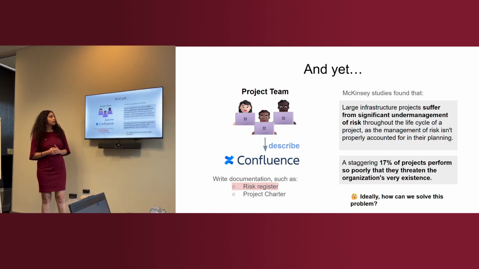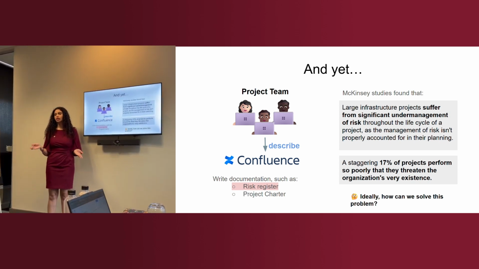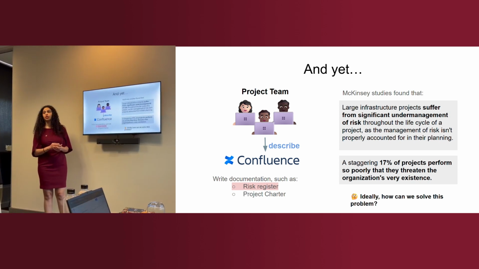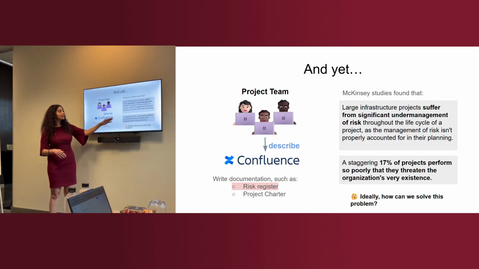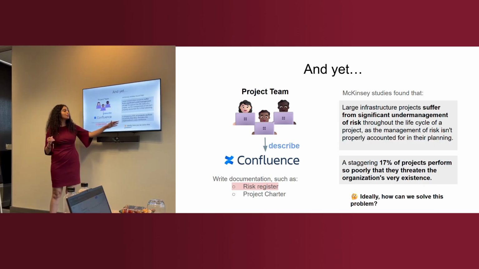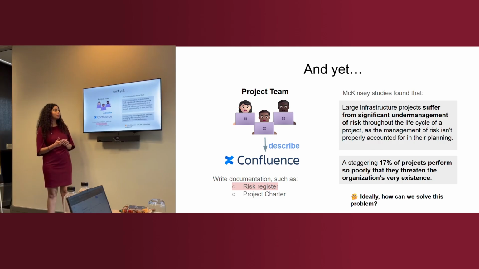Next slide. So according to McKinsey studies, first of all, for us, we just create the risk register once during the beginning of the project and then we forget about it. That's a very big problem, right? Also, there are catastrophic consequences out of that. Some McKinsey studies, one of them found that specifically large infrastructure projects suffer from significant undermanagement of risk. And actually, a staggering 17% of projects perform so poorly to the extent that they threaten the organization's existence. These are very big problems.